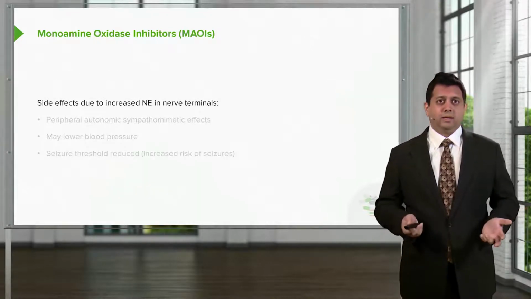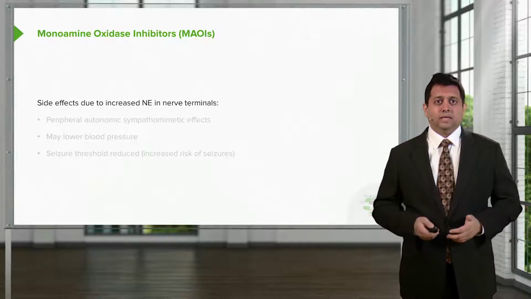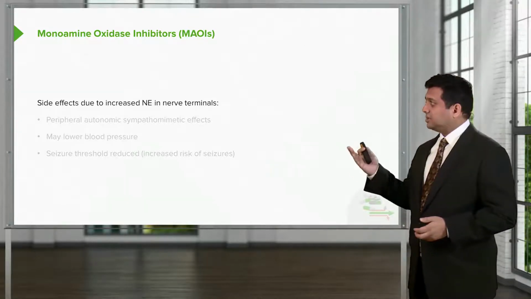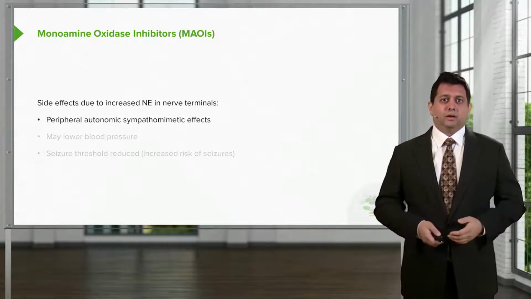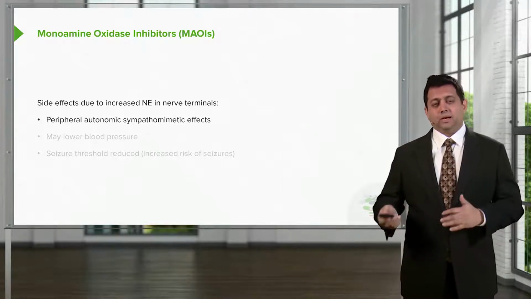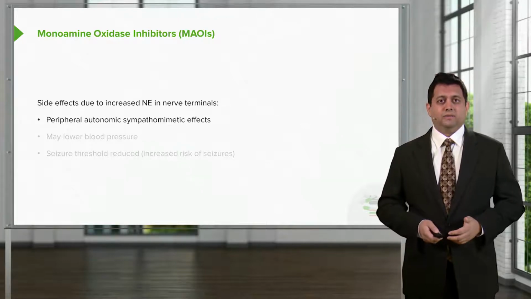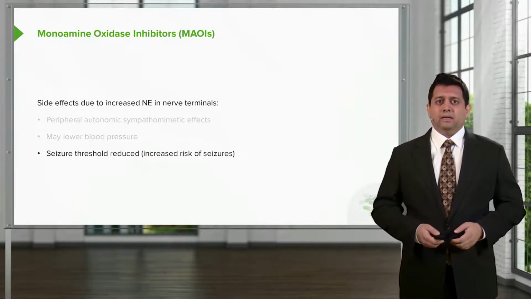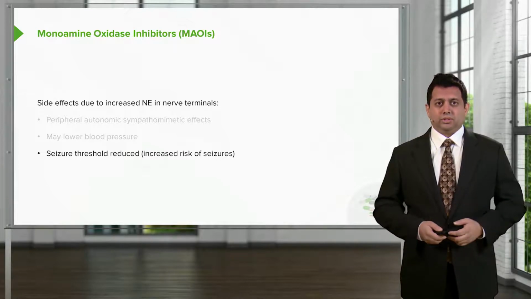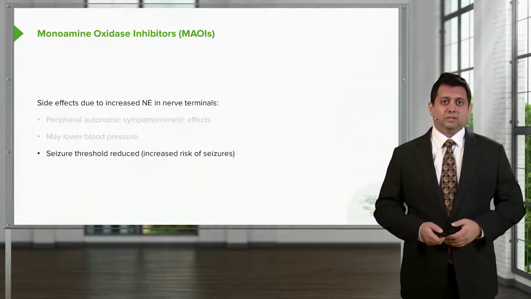Side effects of MAO-A and MAO-B inhibitors are usually due to increased norepinephrine in the nerve terminals. So this means peripheral autonomic sympathomimetic effects that we covered before in our autonomic nervous system lectures. It may actually lower blood pressure, and it may reduce the seizure threshold, which means that you have an increased risk of seizures with MAOs.